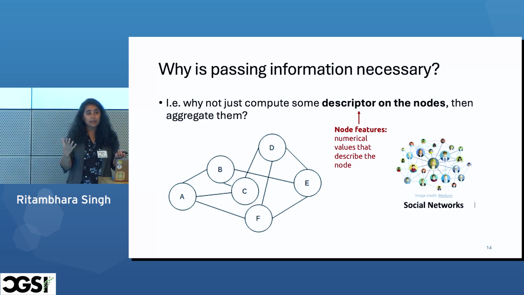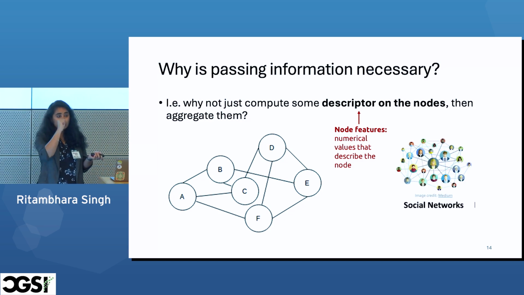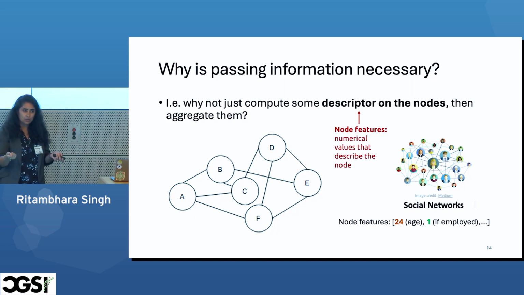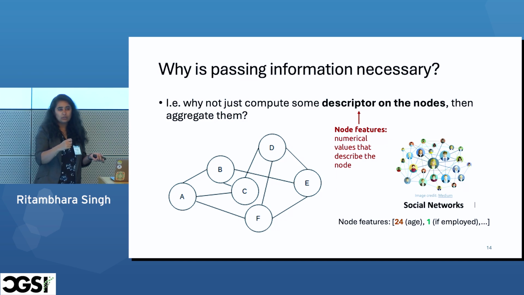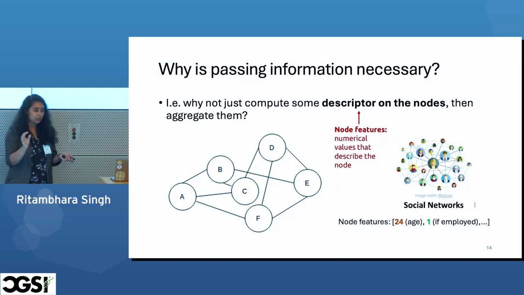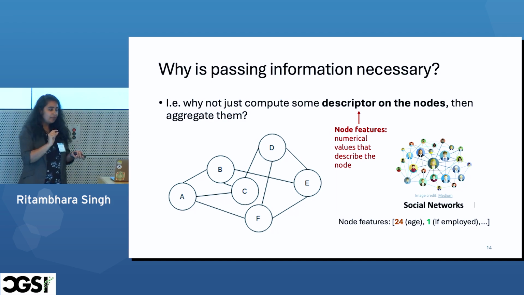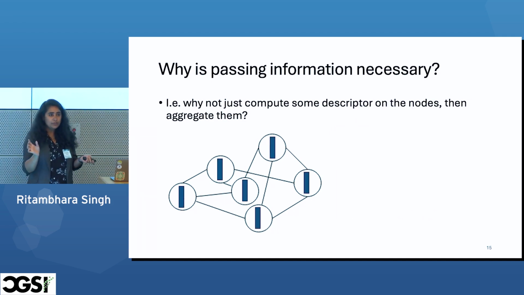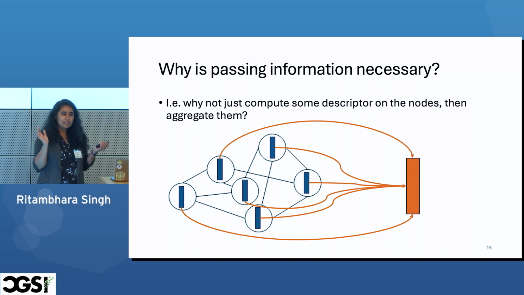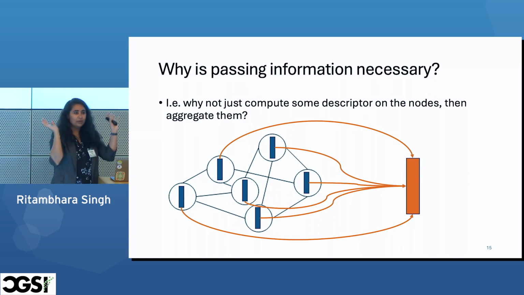For example, if I'm thinking of a social network where each person is a node, I can think of a vector which describes this node. This may have some numerical information about the age of the person, whether they're employed or not, and so on and so forth. So that's a vector. So I have my node features for all the nodes. I can just concatenate all this information and throw into my model and make predictions. What's wrong with this very naive strategy?